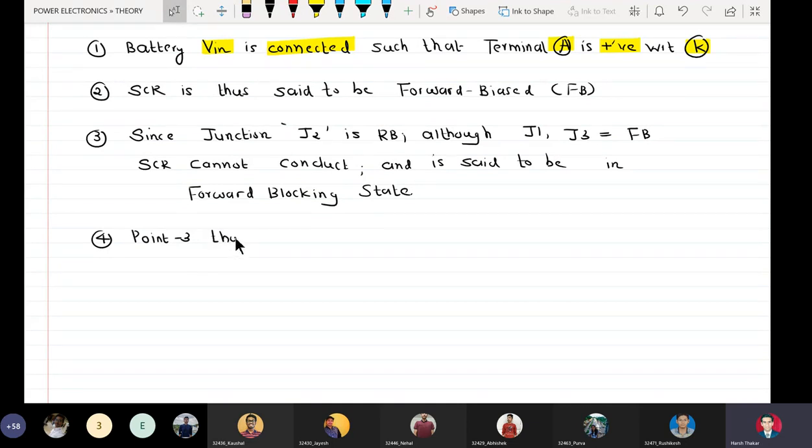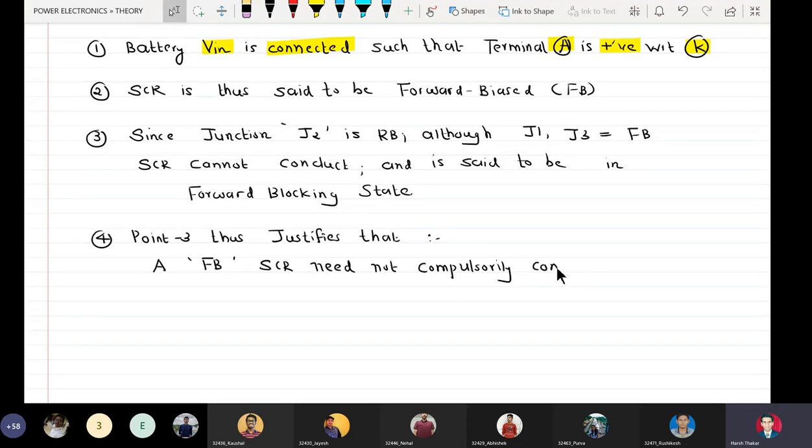Fourth, point number 3 thus justifies that a forward biased SCR need not compulsorily conduct just because it is forward biased.